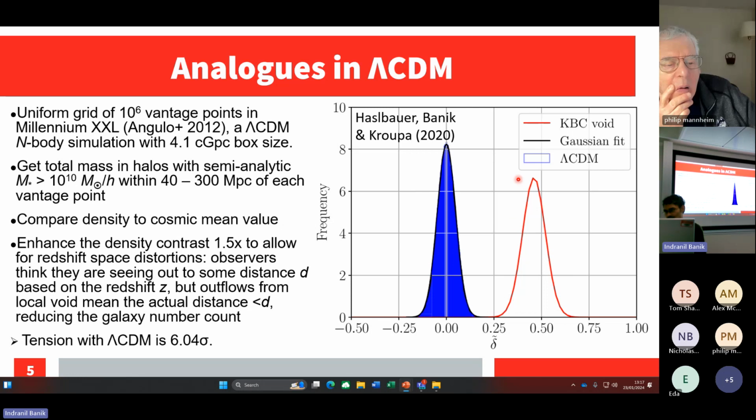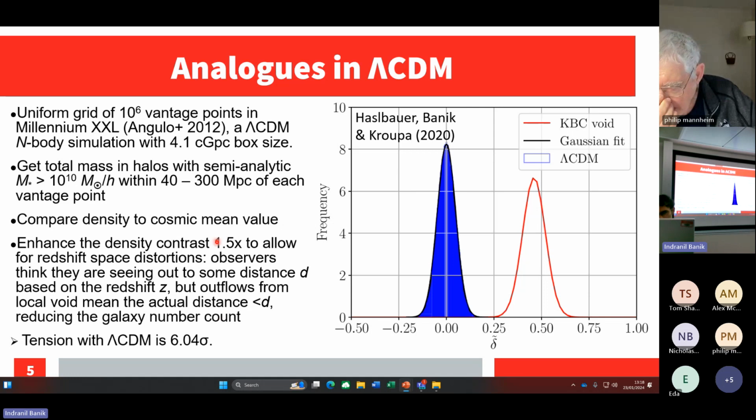The observations are shown here. The distribution of points in the simulation is shown in this blue histogram. You can see there's a significant mismatch at 6 sigma confidence. So the observations actually rule out the lambda CDM framework. This, by the way, is independent of the Hubble tension observation.